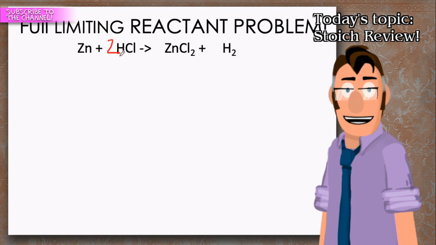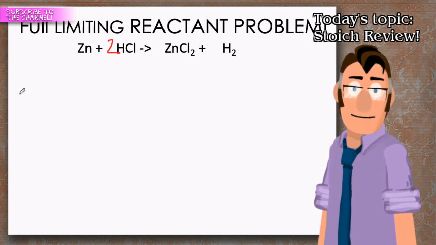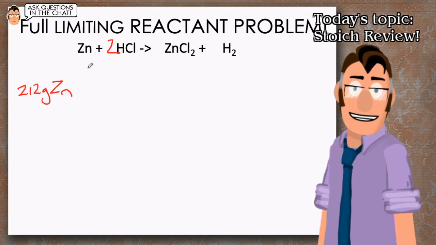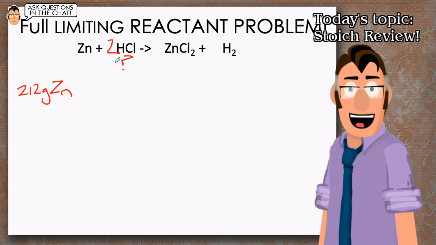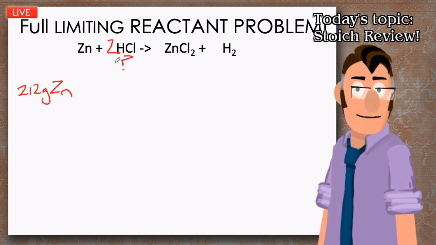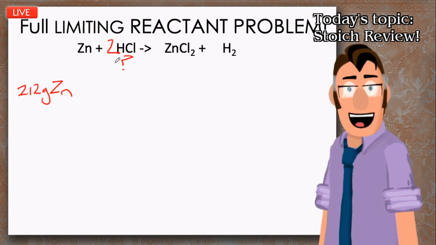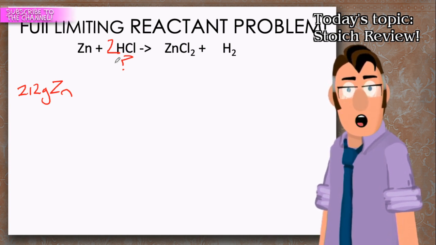I'm going to clear the screen here. Again, we're going to do everything now from our 212 grams of zinc. So what do we still need to find? Yes, that's exactly right. We need to figure out how much hydrochloric acid is consumed. And as Alexandra pointed out correctly, we have to figure out how much is left. How much is consumed is not the same as how much is left. And then anybody else? Anybody else? What else do we have to figure out?